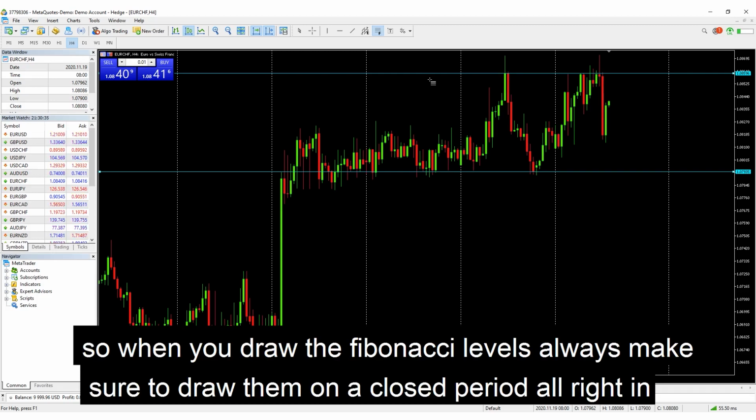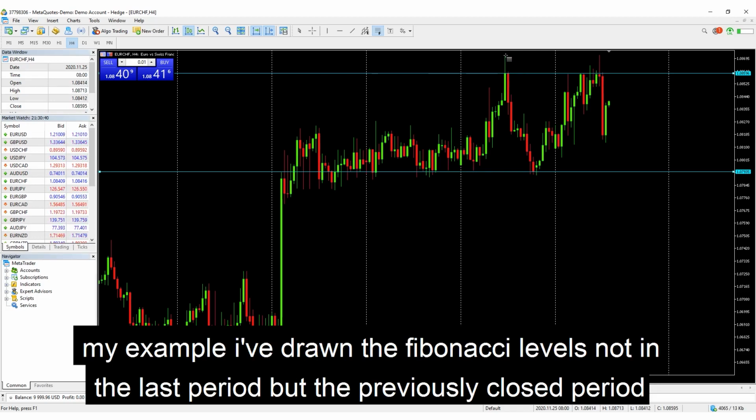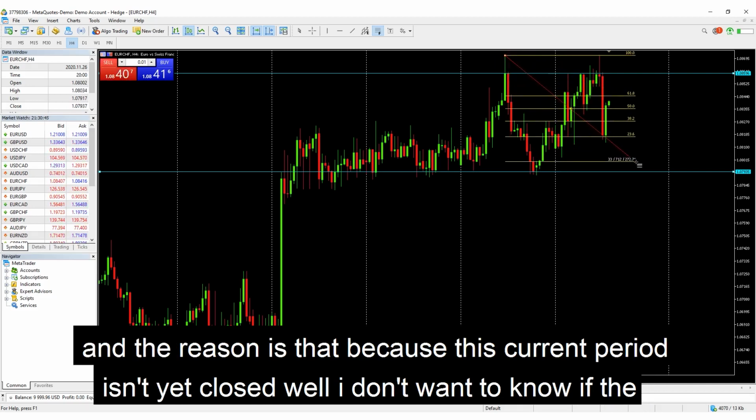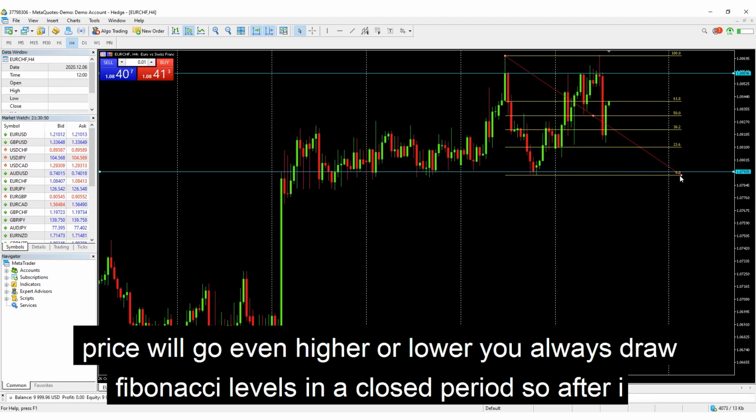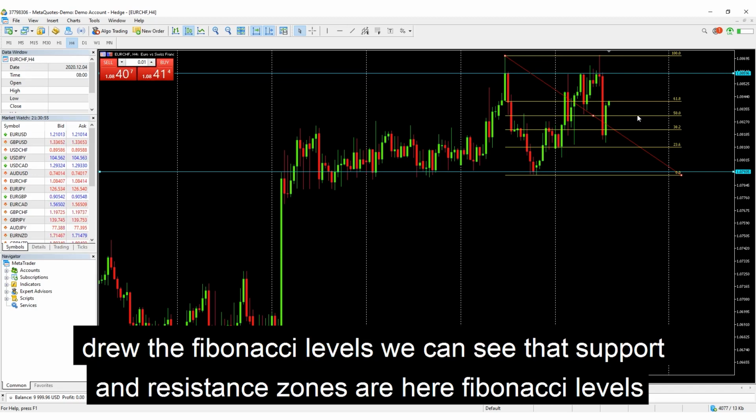So when you draw the Fibonacci levels, always make sure to draw them on a closed period. All right, in my example, I've drawn the Fibonacci levels not in the last period, but the previously closed period. And the reason is that this current period isn't yet closed, so I don't know if the price will go even higher or lower. You always draw Fibonacci levels in a closed period. So after I drew the Fibonacci levels, we can see that support and resistance zones are here.